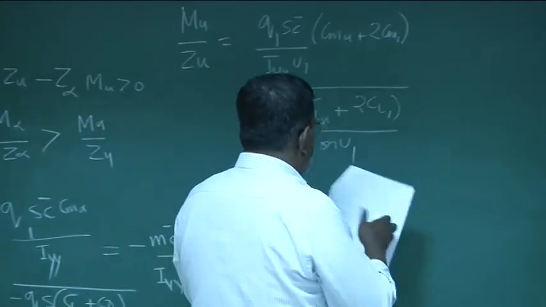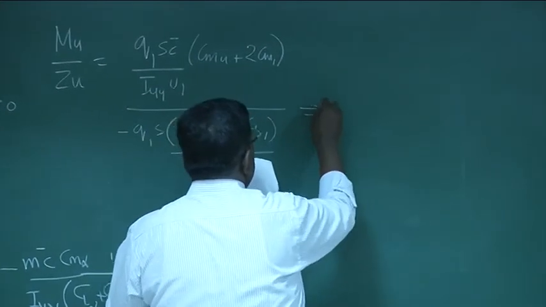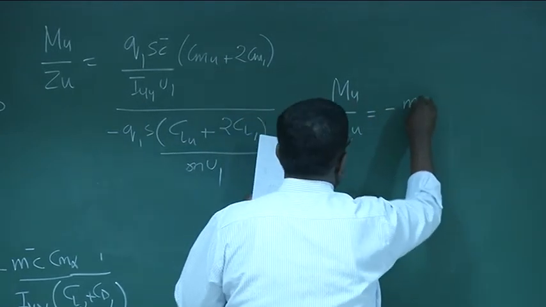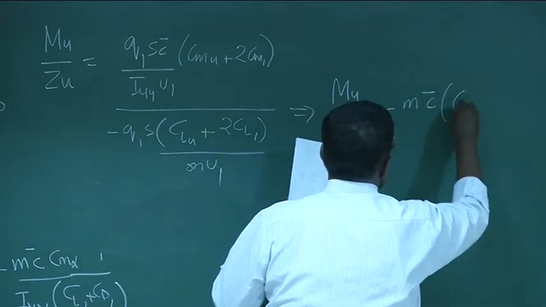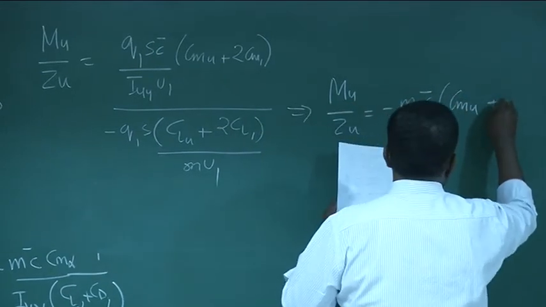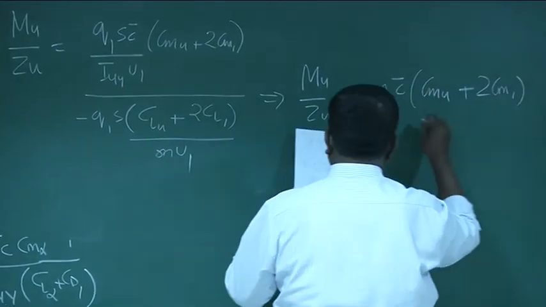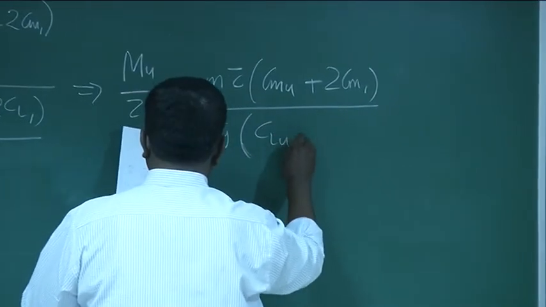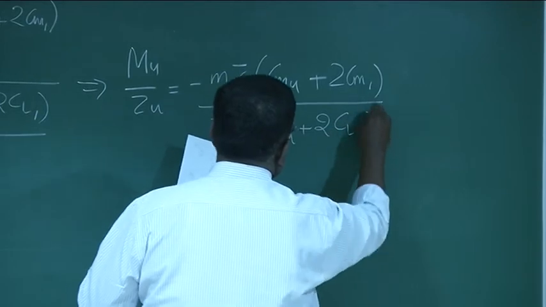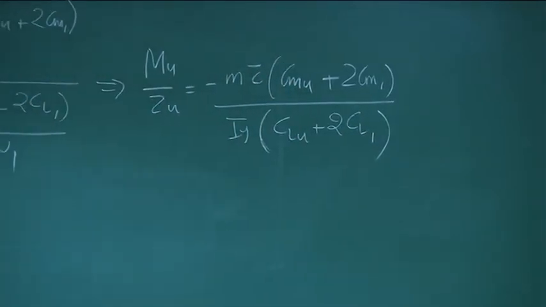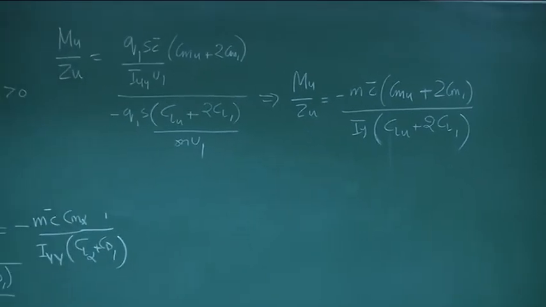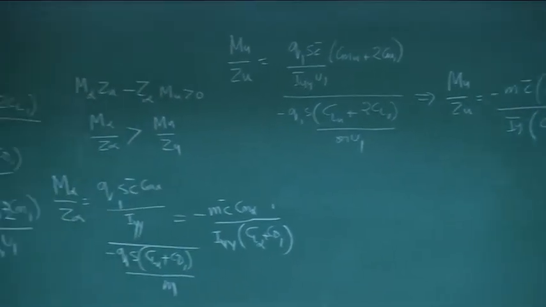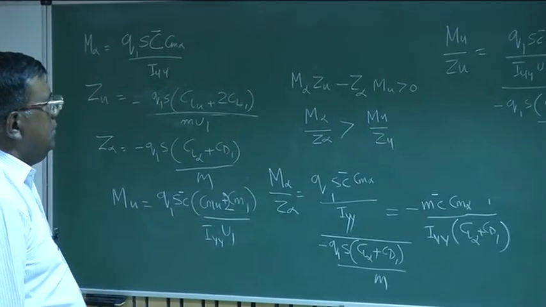So once I do that, I get an expression: Mu by Zu is equal to minus M C bar CMU plus 2 CM1 divided by Iy, CLU plus 2 CL1. Please understand, you should do it yourself, otherwise there is every possible chance of getting mixed up. Writing this expression is not a simple thing, it needs real challenge. You should not get defocused.